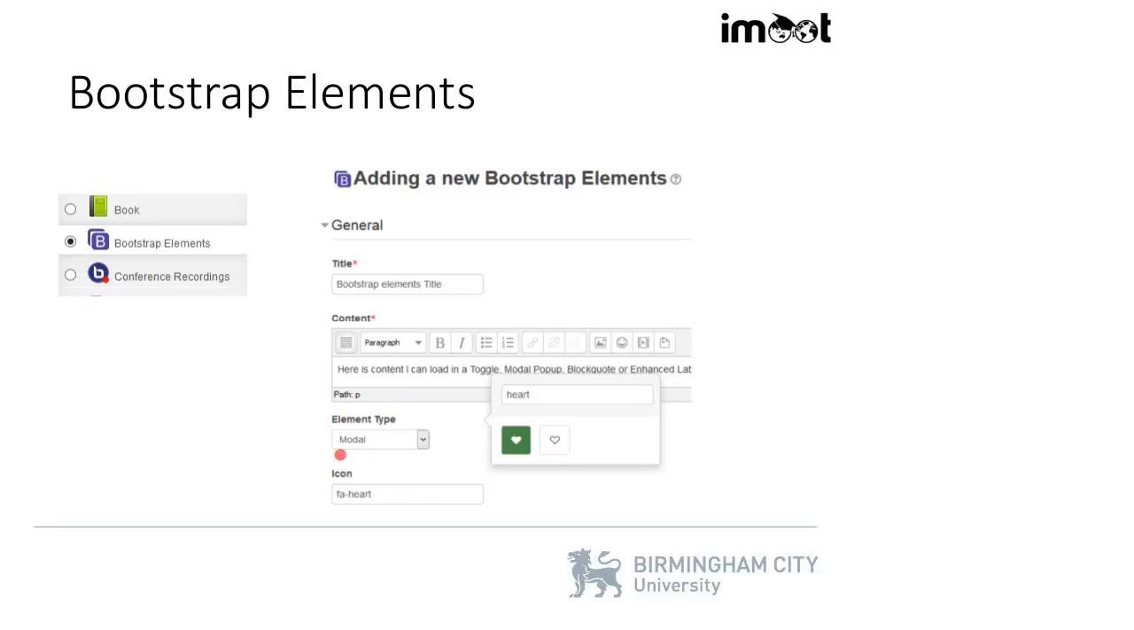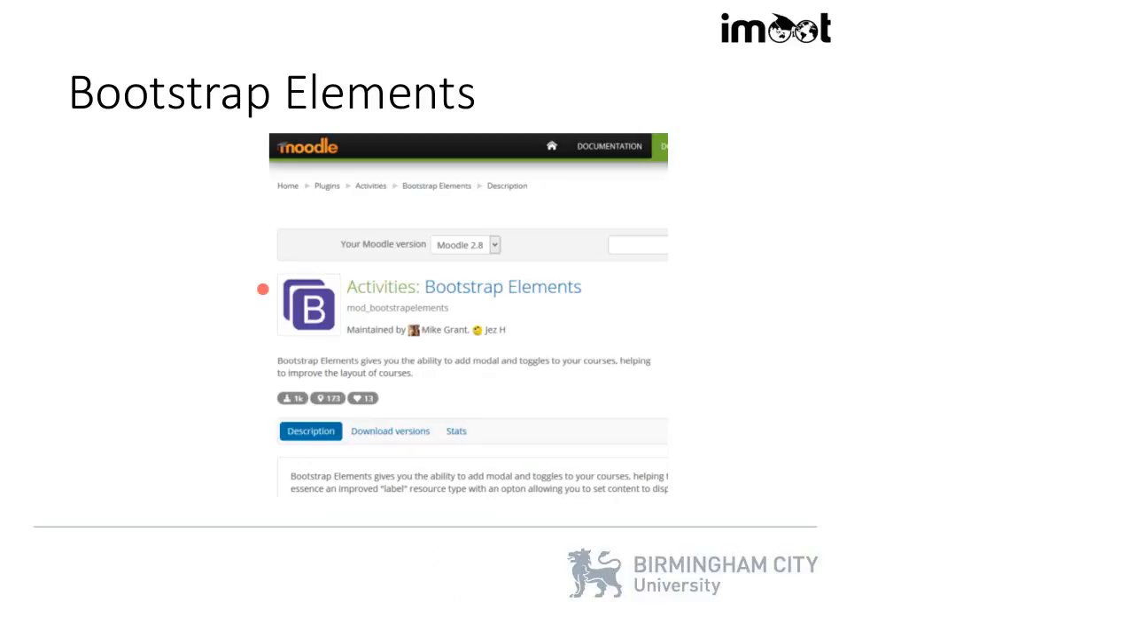And in this drop-down list, we have different element types. This can be a collapsible toggle, it can be a modal pop-up, or it can be an enhanced label with or without block quotes. The reason I'm showing you this now is because in some subsequent screenshots, I'll show you what it actually looks like. Again, this is on Moodle.org if you want to try it.